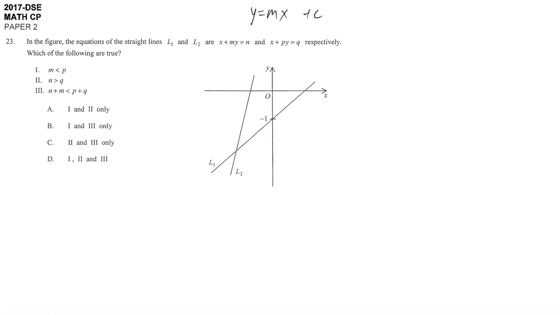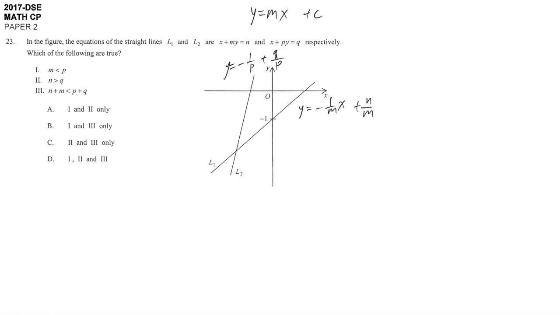So L1, if we change it, y is equal to negative 1 over m times x, and then plus n over m. By doing this, we can know the slope of this line is negative 1 over m, and also the y-intercept is n over m in terms of these equations. Similar reason for L2, we know that y is equal to negative 1 over p x, and then plus q over p here.